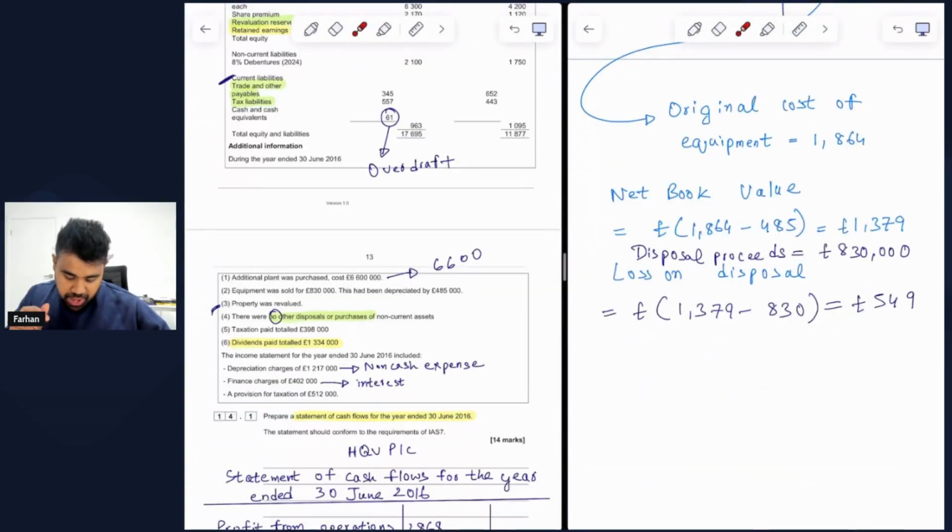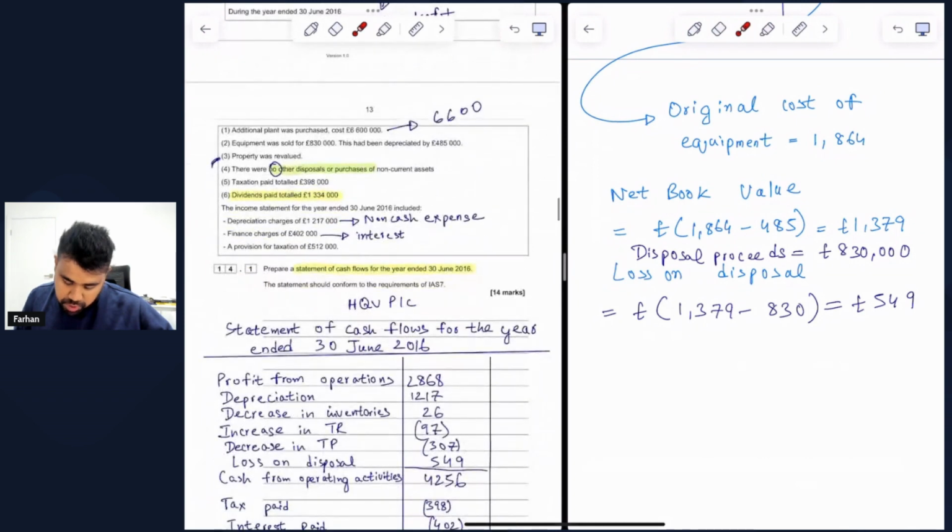You can see that the depreciation amount is included here, simply given in the last few lines, where depreciation charges of £1,270,000 have been included in the income statement, which is obviously a non-cash expense. And that is what we have included here as 1217, very simply.